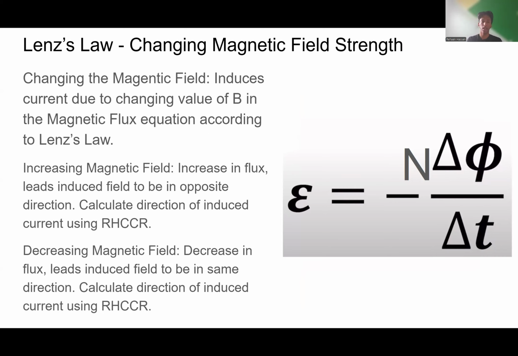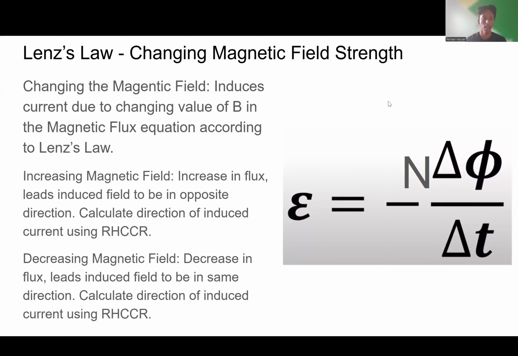Changing the magnetic field induces current due to the changing value of B in the magnetic flux equation, according to Lenz's law. So increasing the magnetic field increases flux, which leads to the induced field being in the opposite direction. Very important: increase in flux, opposite direction. And you can calculate the direction of induced current using RHCCR. Decreasing the magnetic flux leads to the induced field being in the same direction. It's very important to realize that a decrease in flux is the same direction, and you can calculate the direction of induced current using the RHCCR as well.